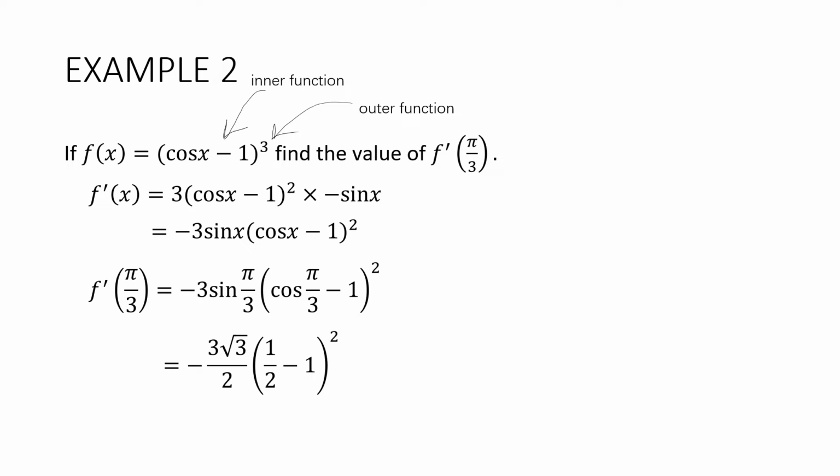Right, what have we got here? We've got negative 3 root 3 on 2, and then negative a half all squared. And so tidying that up, we get negative 3 root 3 on 8.